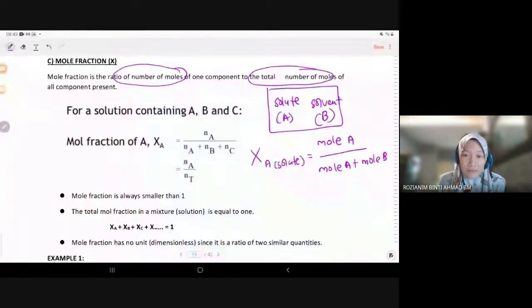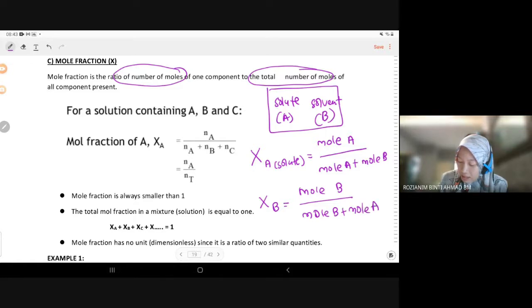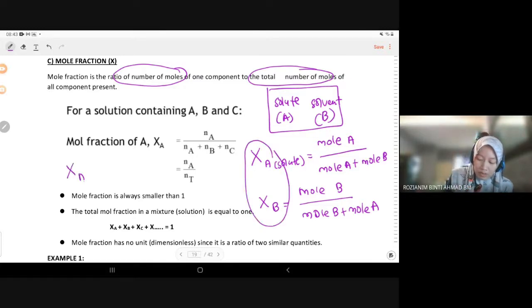Contoh yang kedua, saya nak cari mole fraction B. Apa nak buat? Sama je lah step dia. Mole untuk B bahagi dengan mole B plus mole A. Dapat? So, for your information, the total mole fraction of A and B.